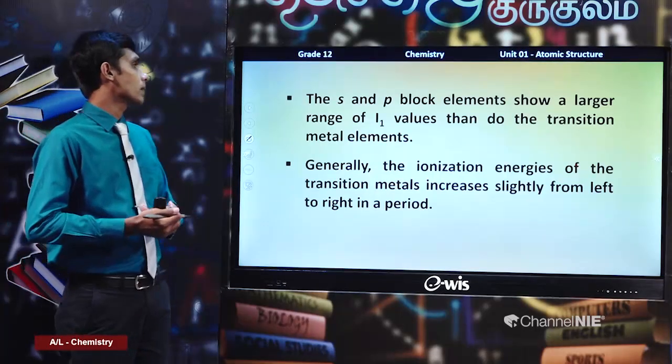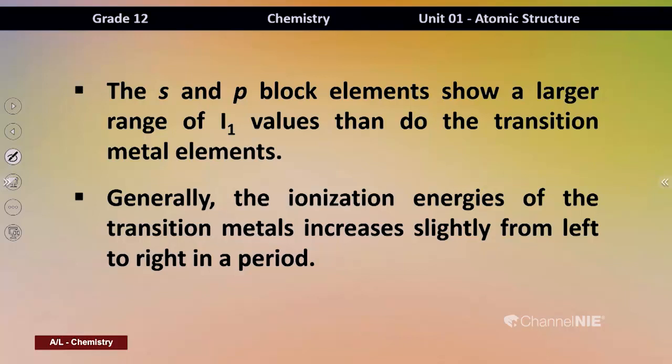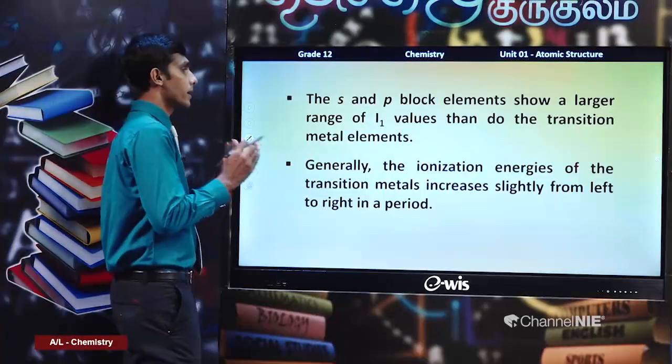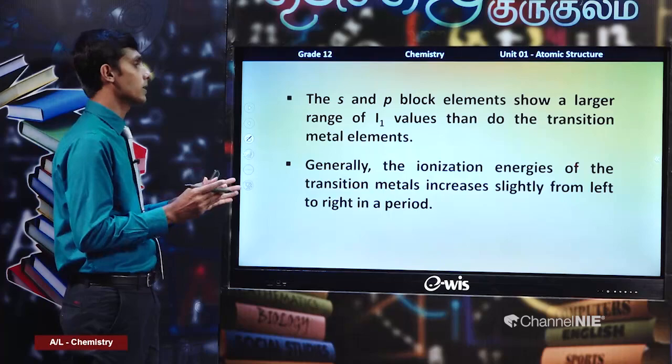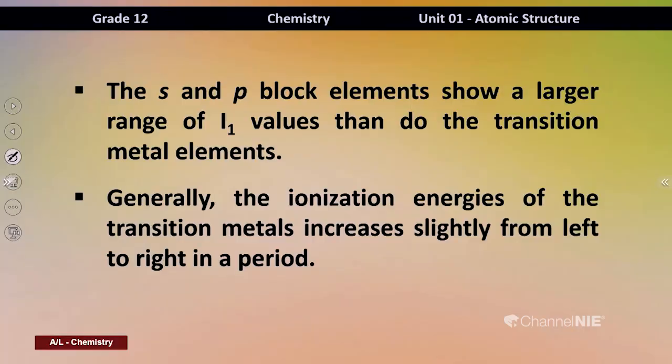S and P block elements show a large range of first ionization energy values. Here I1 represents the first ionization energy. Then the transition metals. Generally, the ionization energies of transition metals increase slightly from left to right. In S and P block elements there is a particular trend, a pattern, but in transition elements there is only slight variation. We will see the reason for this also.